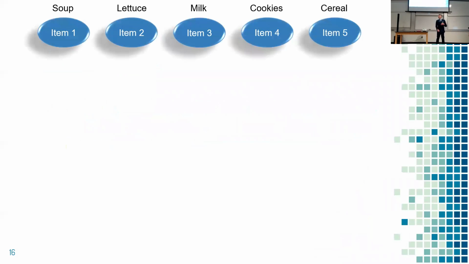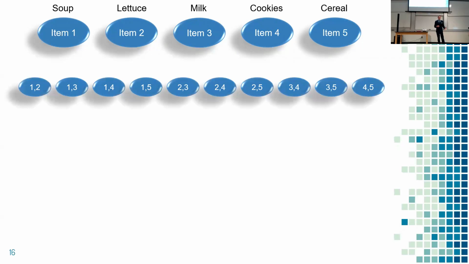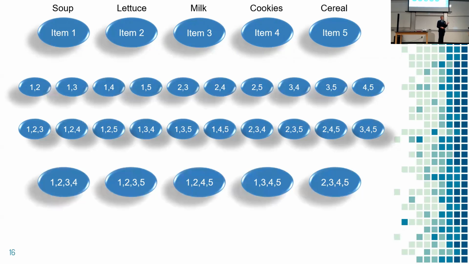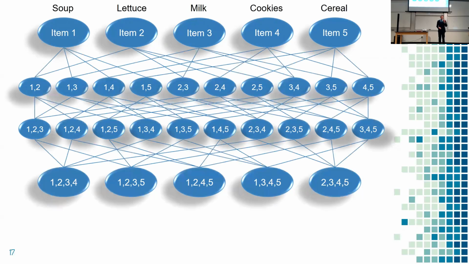So if you have, for example, 5 items, soup, lettuce, milk, cookies, and cereal, there are 10 different ways that you could combine two of those items. So for example, this would be a combination of soup and lettuce, and soup and milk, and soup and cookies, and so on. And there are 10 ways to combine 3 of them. And there are 5 ways to combine 4 of them. So when you get through this, it looks relatively complicated. And this is only with 5 items.